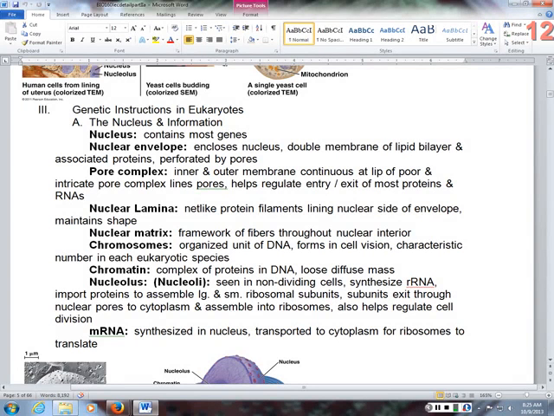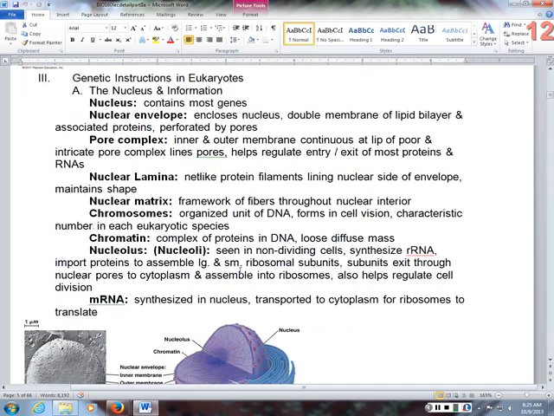Your nuclear lamina is a net-like mesh of protein filaments that line the nuclear side of the envelope, and it helps to maintain its shape. So it's kind of like having a mesh of little fibers under here that are going to help to hold the shape of it better. And that's similar to what you have with your skin. You've got fibers underneath your skin that help hold things that are underneath in place as well.